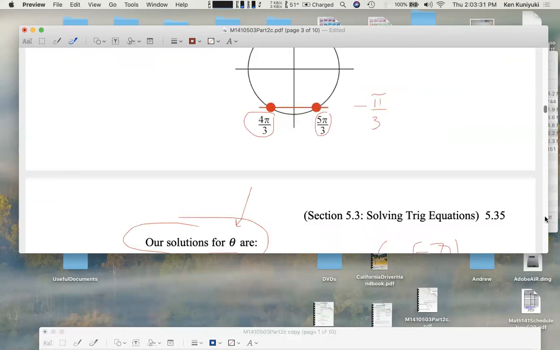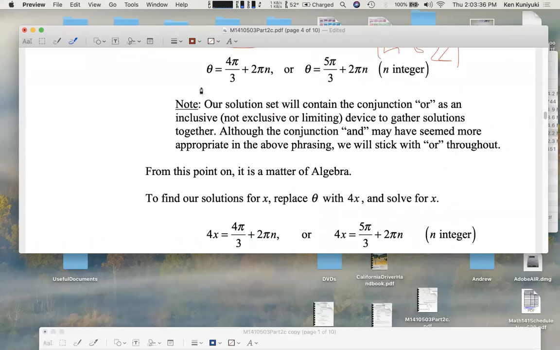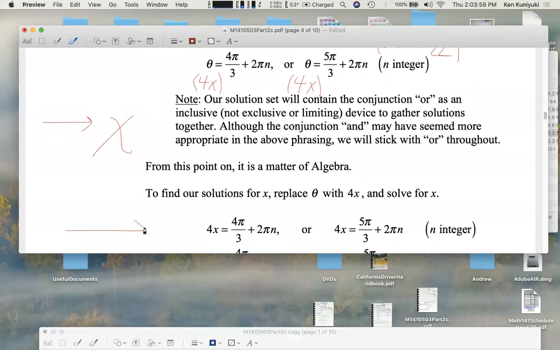So let's perform this sort of reverse substitution. We're going to go back from theta to 4x. And in fact, as you do your work, you might just want to write 4x under the theta so that you don't have to repeat these right-hand sides over here. Theta is 4x. We're going back to x. We eventually have to. So now we have, down here, 4x equals all this, or 4x equals all this. And we now have to solve for x.